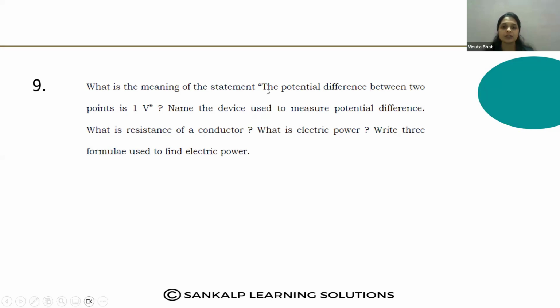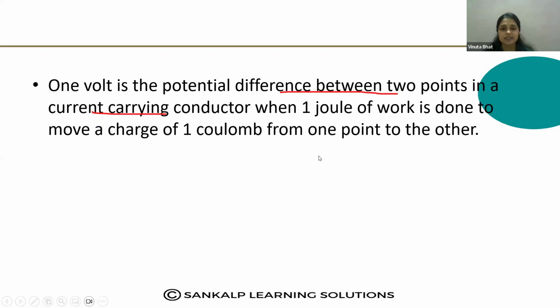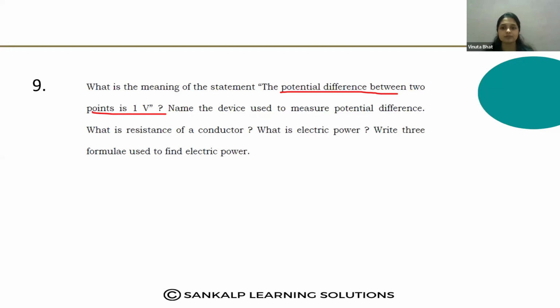What is the meaning of the statement? The first question is, the potential difference between 2 points is 1 volt. What is the answer? 1 volt is the potential difference between the 2 points in a current carrying conductor when 1 joule of work is done to move a charge of 1 coulomb from one point to the other point. So that is the first one.